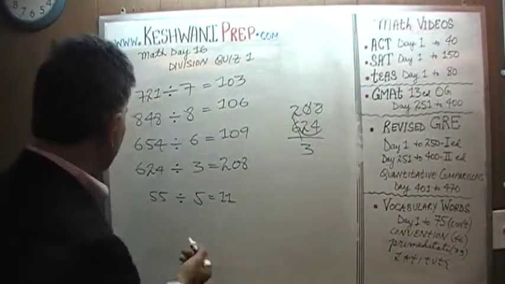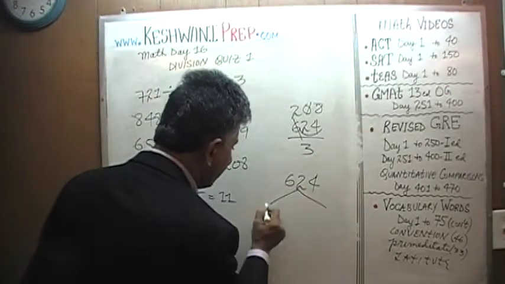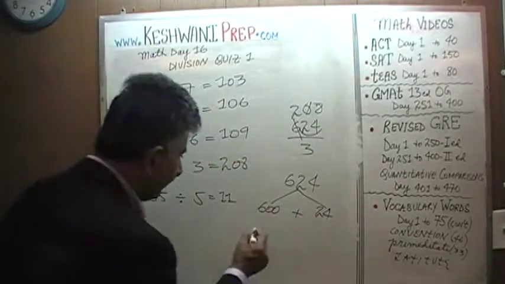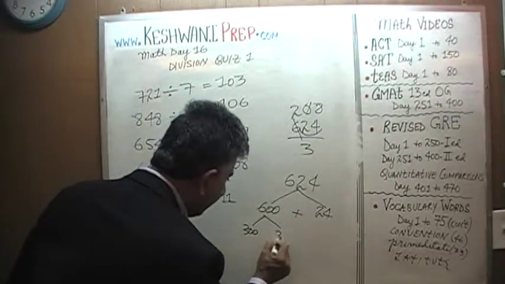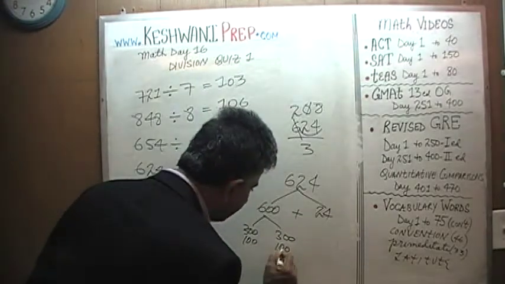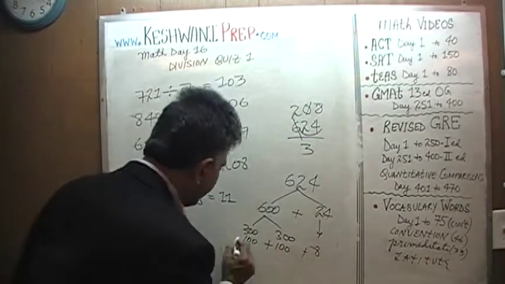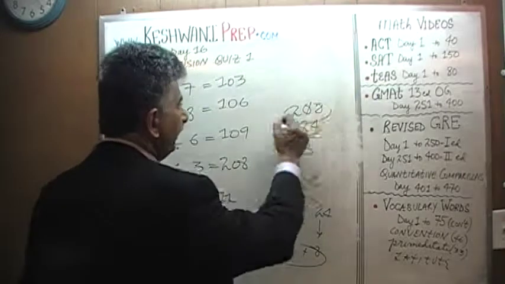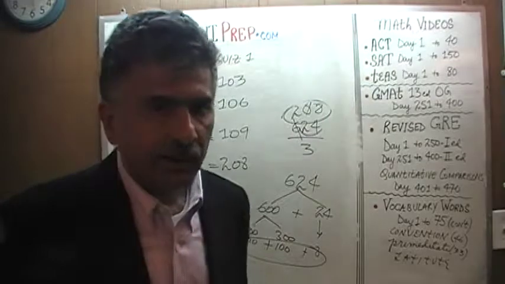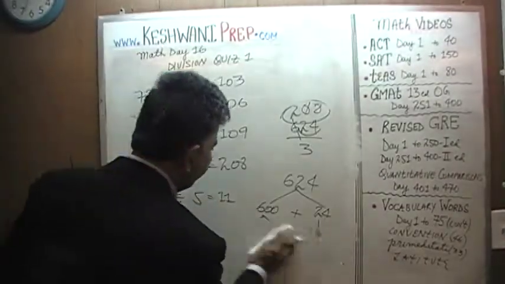Why? Because before we only had 24. Now we have 624. 624 is made up of 600 plus the 24. And 600 is made up of 300 and 300. 300 has 100 3s. This 300 has another 100 3s. And this 24 has 8 more 3s. The answer is 208 3s. There are 208 3s in 624. 208 3s are 624.